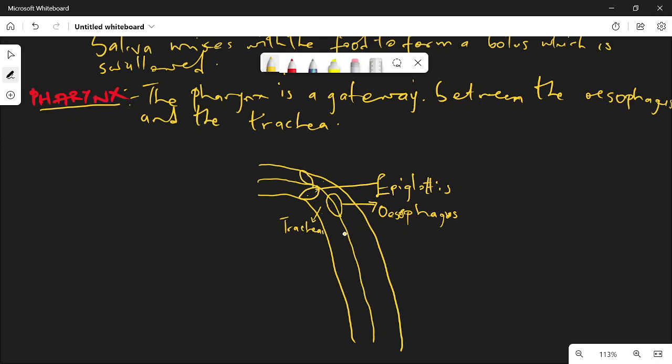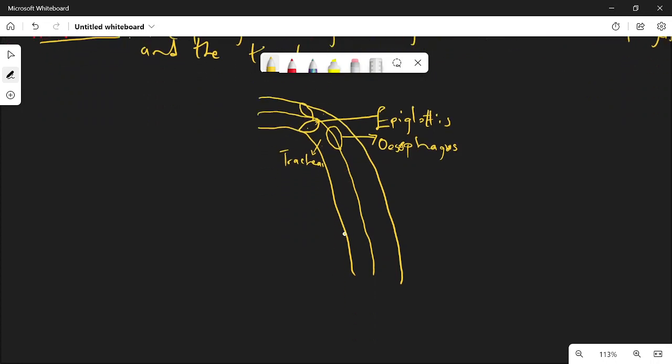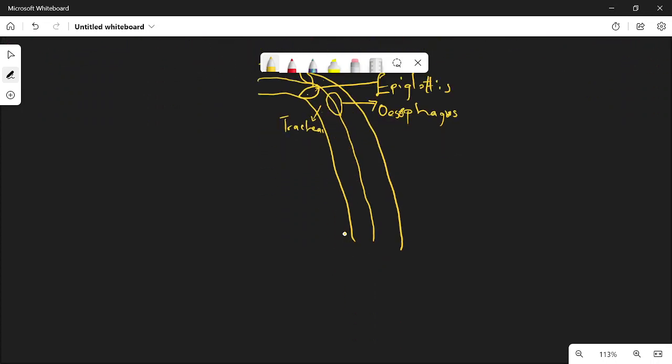It is a gateway between the esophagus and the trachea, allowing the food that we are eating or swallowing to go through into the esophagus. Now, that is what happens in the pharynx. Let us now go to the next one, which is the esophagus, number 3. So what happens in the esophagus?